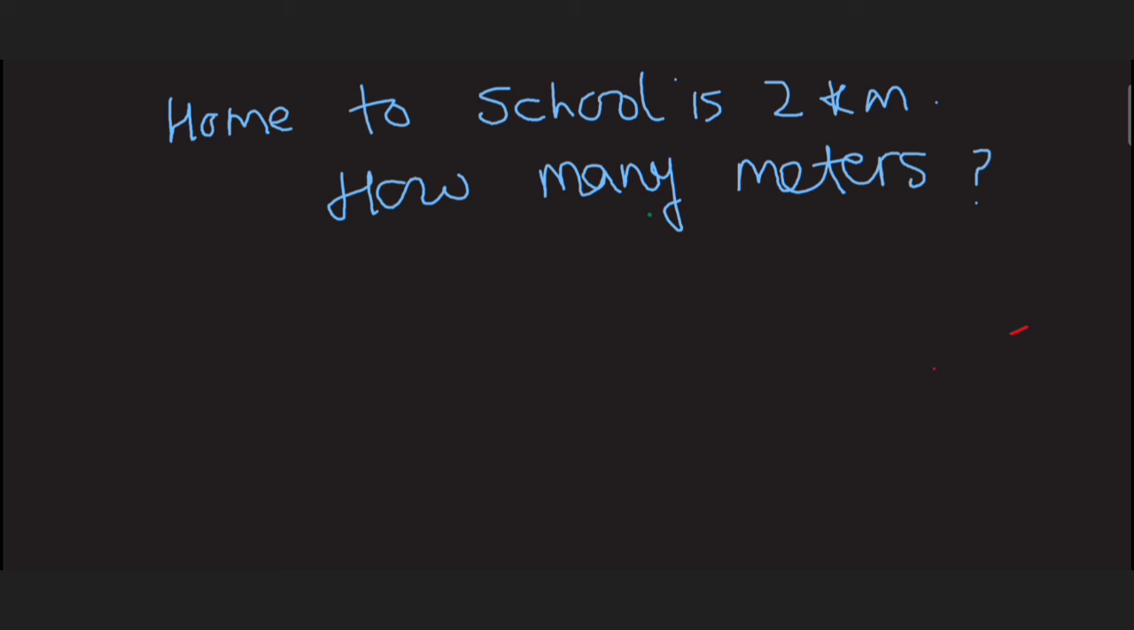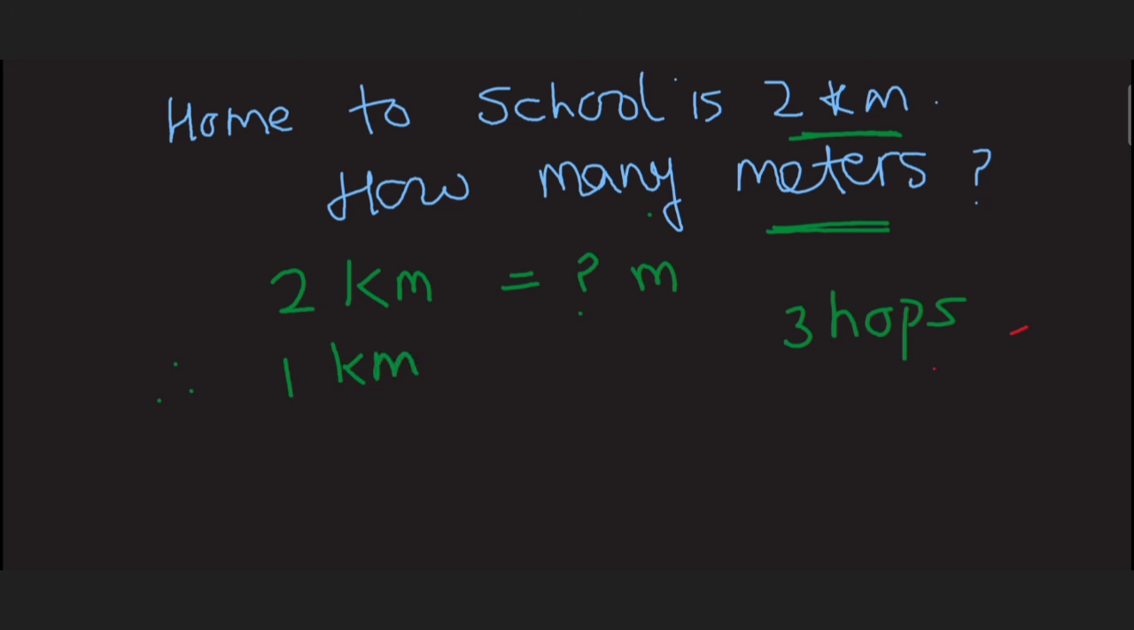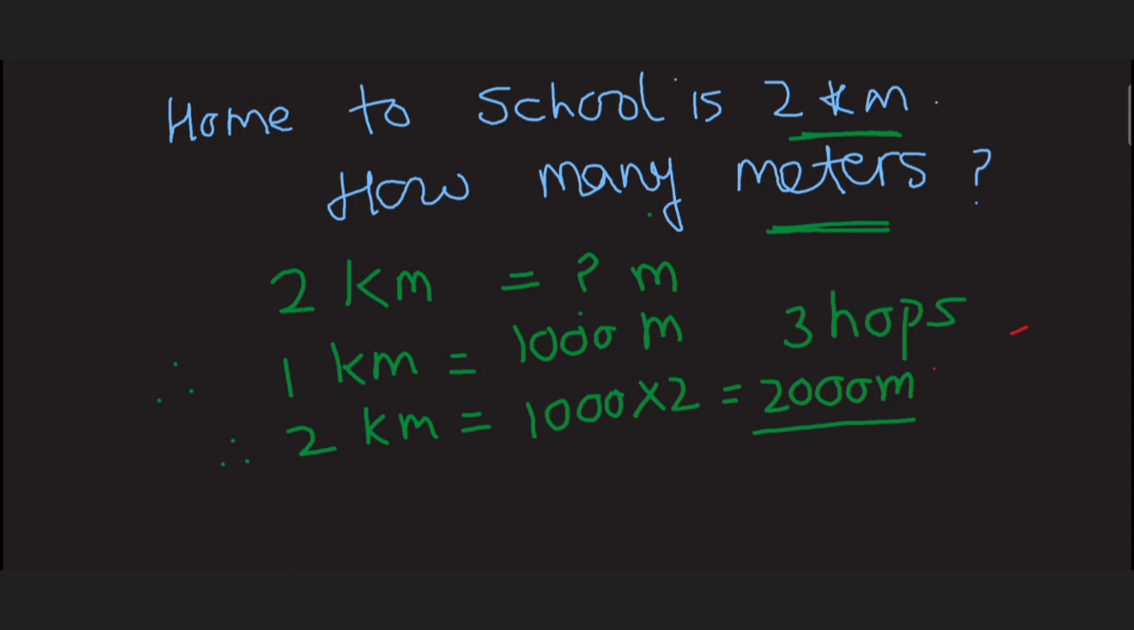We know that kilometer is bigger unit and meter is smaller unit. And the question asks that 2 kilometers is how many meters? We know from kilometer to meter we have 3 hops. So therefore 1 kilometer stands for 1000 meter. So therefore 2 kilometers stands for how many meters? Simply you have to multiply and you will get your answer. This is how you are going to solve a few questions.